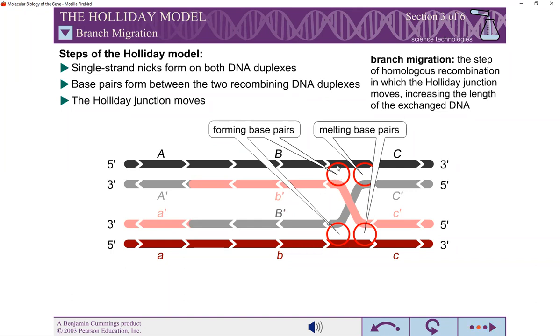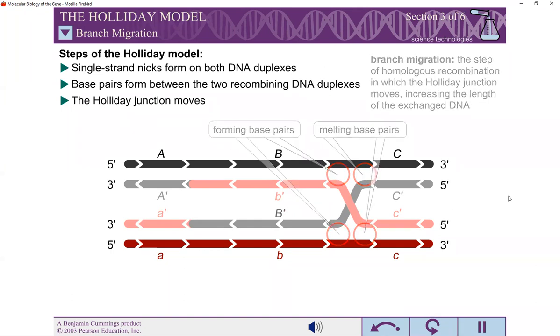This process is commonly referred to as branch migration, the step of homologous recombination in which the Holliday junction moves, increasing the length of the exchange DNA molecule. The length of the exchange DNA molecule is being increased. This process is commonly called branch migration.